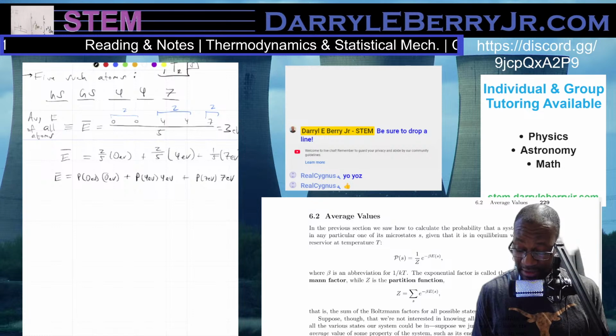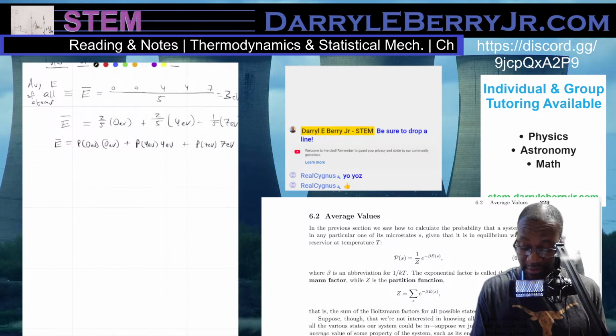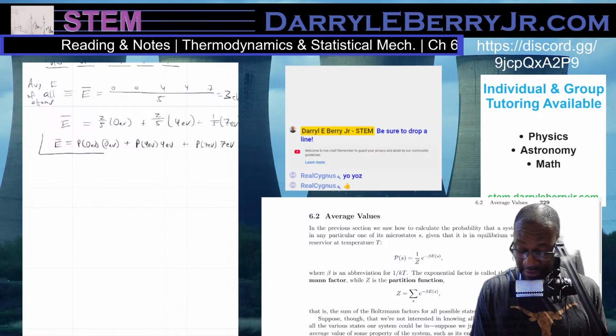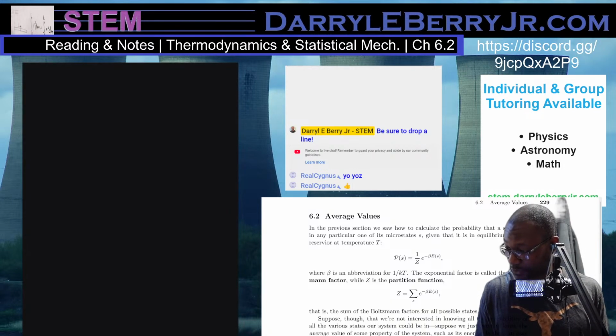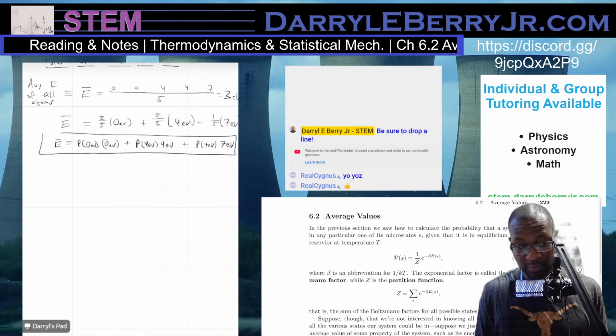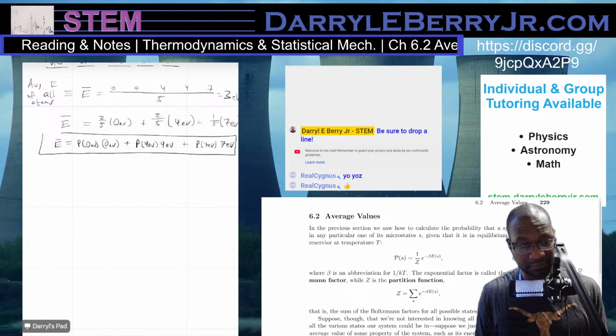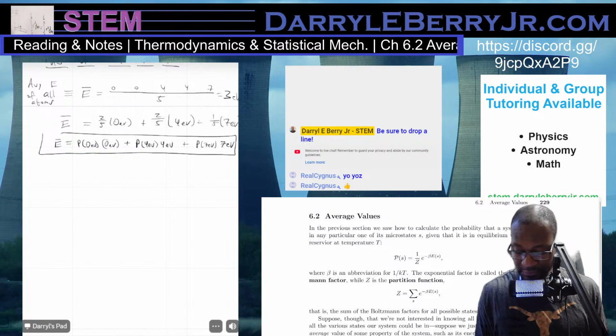And then I went ahead and rewrote it here as the average energy is the... I don't know why this has been happening lately. Maybe it's going AFK or something.